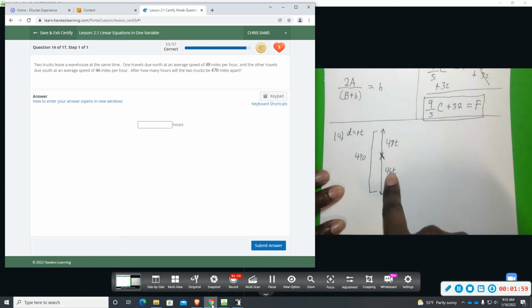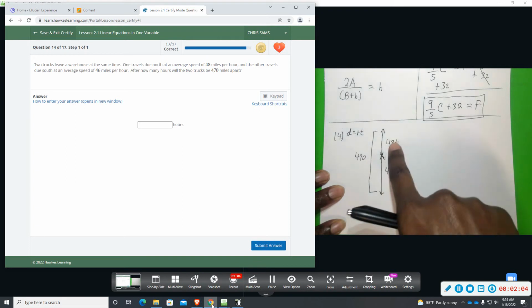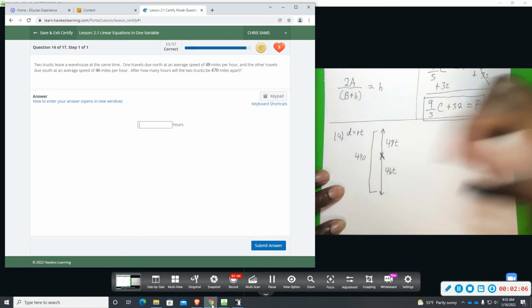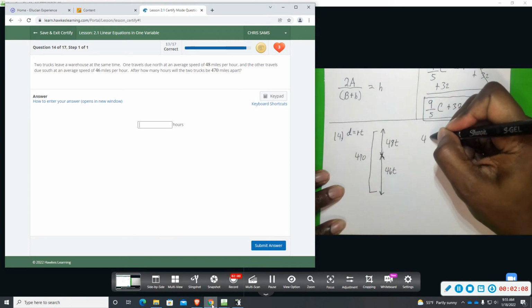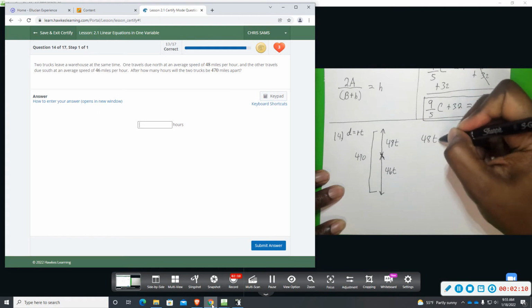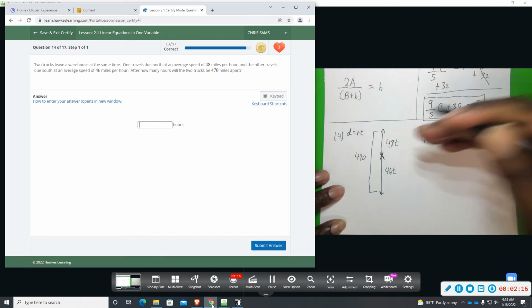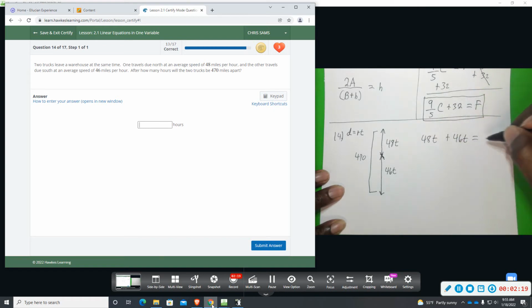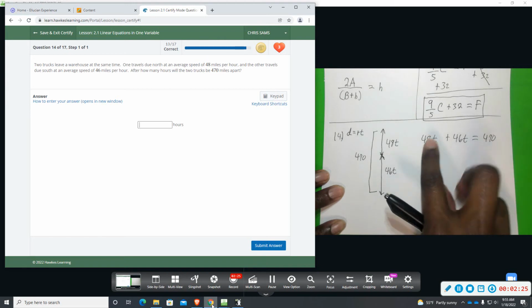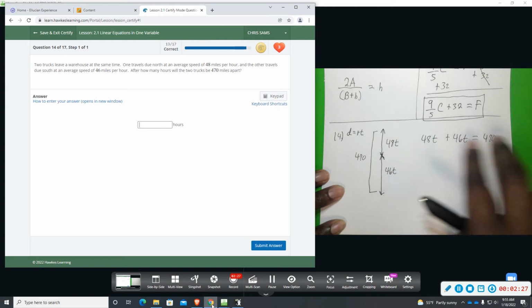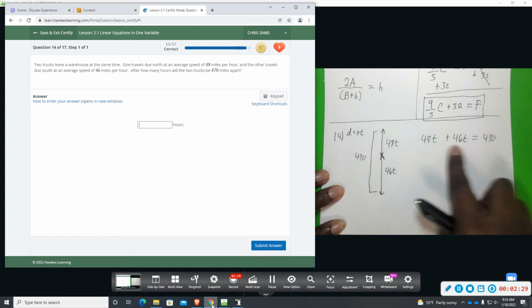So remember, speed times time equals distance. So when I add these two up, they have to equal this. So we're going to do 48t, one truck's distance that he has traveled, plus the other truck's distance, 46t, so the distance that they travel is going to be equal to 470 miles. And so this is what you got. You got speed times time, you got some distance, distance 1, distance 2 equals the total distance. That's what we're looking for.